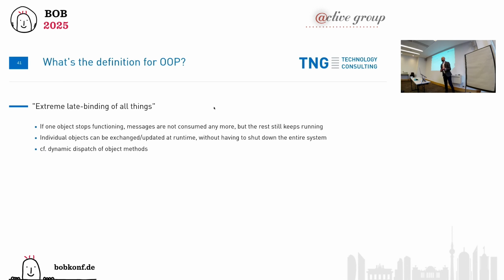Now we come to the concept of late binding, which I think is the most underestimated feature of object-oriented programming. The broad idea can be characterized as follows. Objects should be as independent as possible from each other, and they should only connect at runtime. The benefits are, if one object stops functioning, it may not consume any more messages, but the rest of the system can keep running to a certain degree. And also, individual objects can be exchanged at runtime.